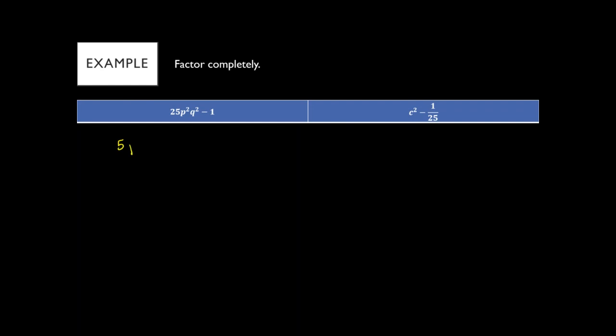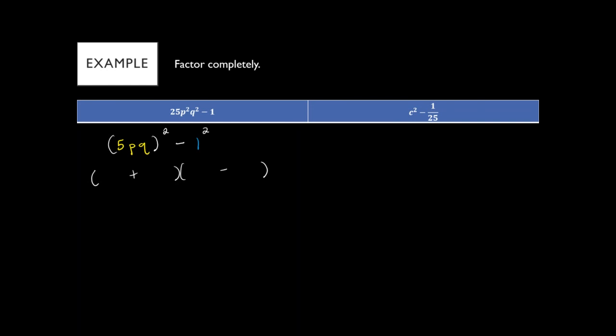This would be 5p and q squared. 5 squared gives you 25, then you get p squared, q squared. And then 1 is actually equal to 1 squared. 1 squared is still 1, but it is in this form. So it looks kind of different, but it's still a difference of squares.